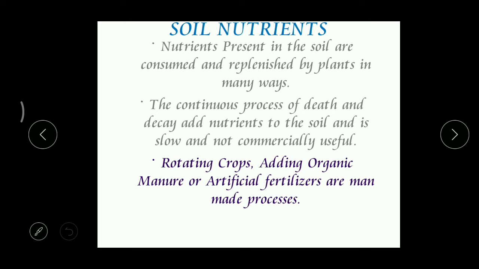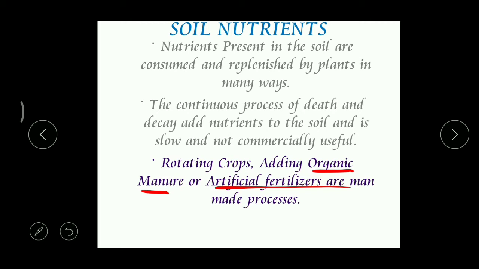That's why the farmers, as they need a large amount of nutrients within a short period in the soil, go for artificial methods. What are artificial methods? That means they add organic manure. Organic manure means which is made from plant and animal materials. Or artificial fertilizers.